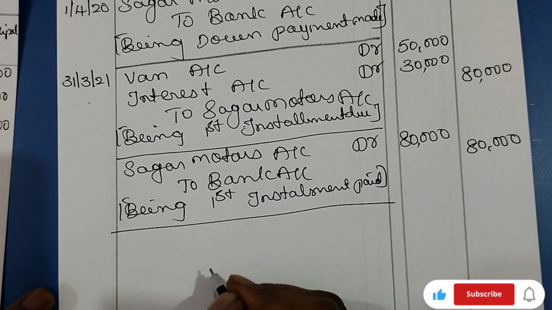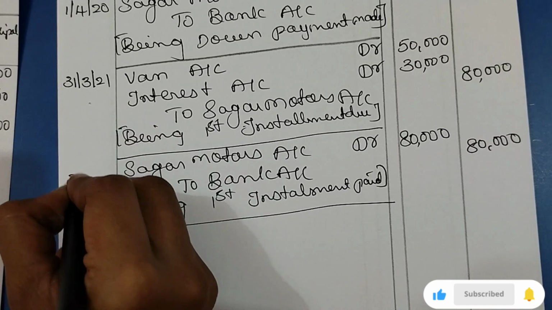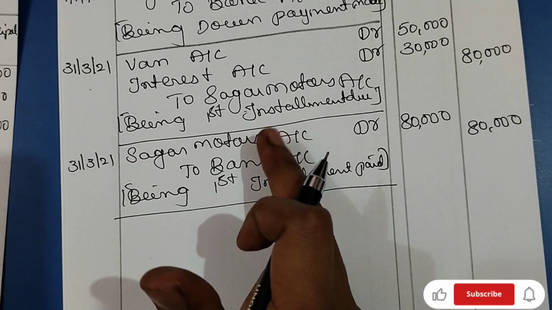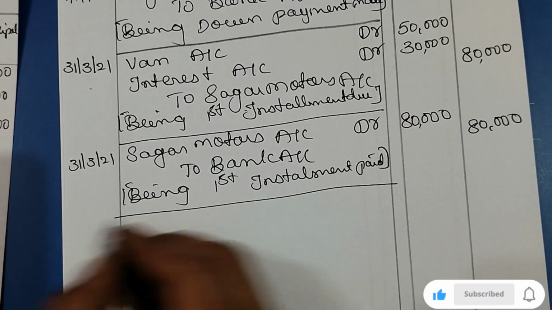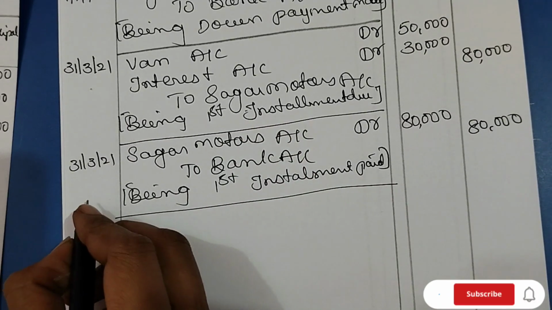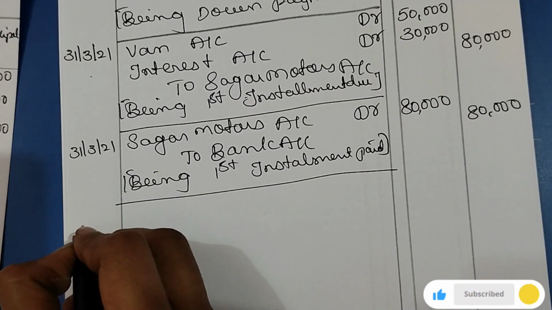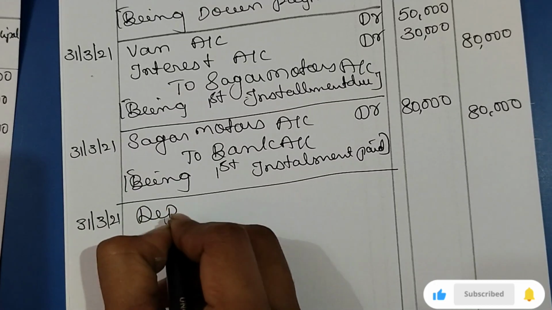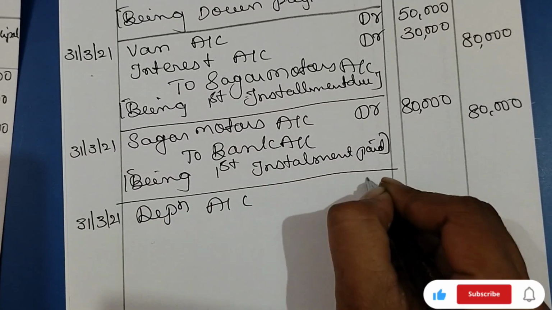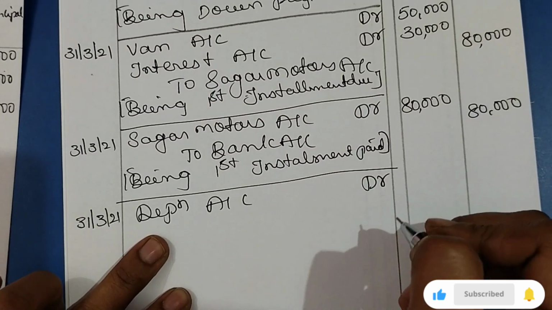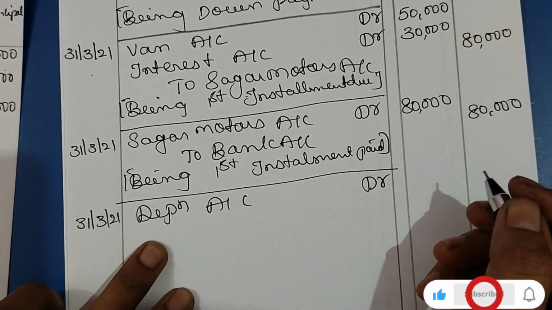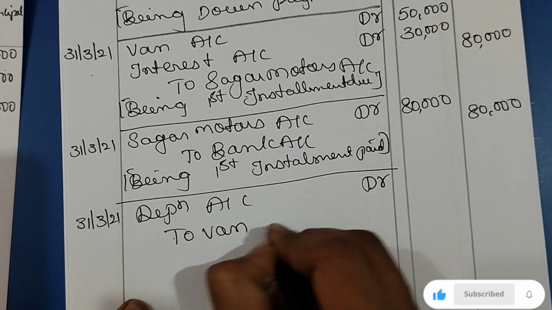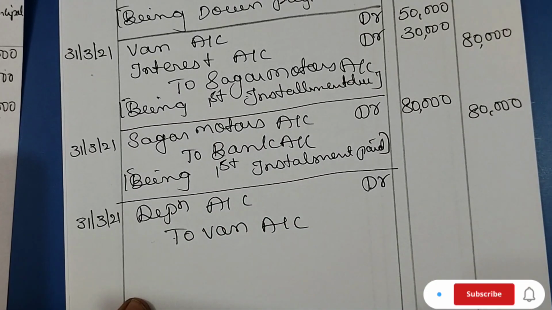Now the next transaction, the date will remain the same. We paid interest and Deepika charged depreciation also. Depreciation is a non-cash expense. It is just a reduction in the value of an asset. Depreciation is an expense account, coming under nominal account. So we are debiting depreciation account and we are crediting van account. On van only we are charging depreciation.